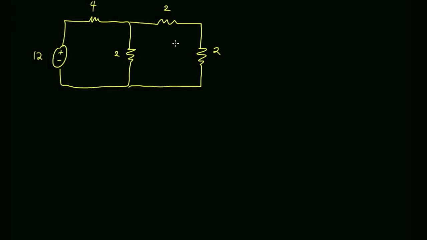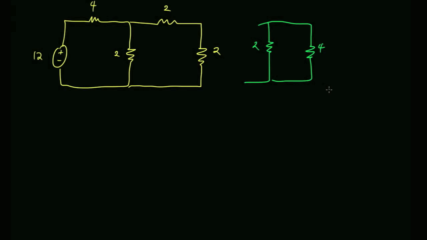Add those two. That gives me 4. And that'll give me a 4 in parallel with a 2. Okay, now watch this. I've got a 4 in parallel with a 2. Would you like to see me get the equivalent for that without using a calculator? It's going to be 4/3, right?